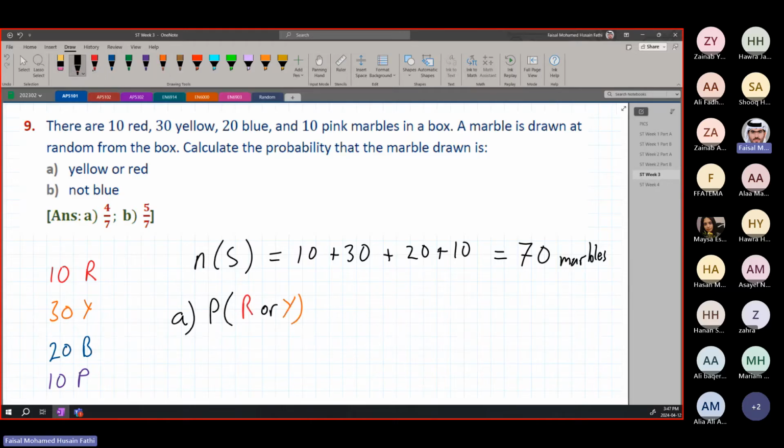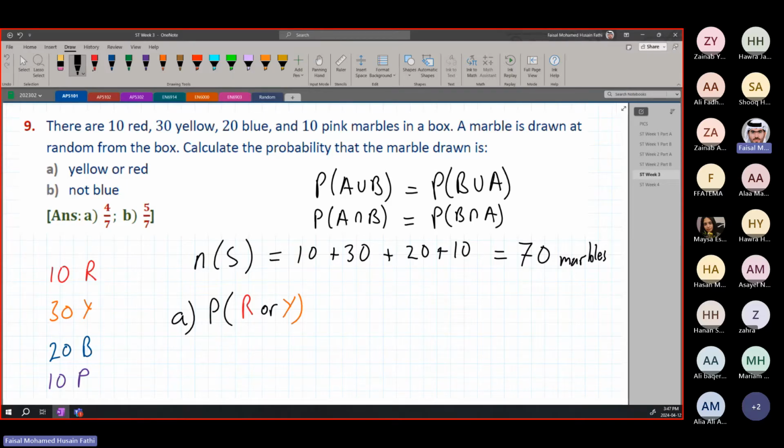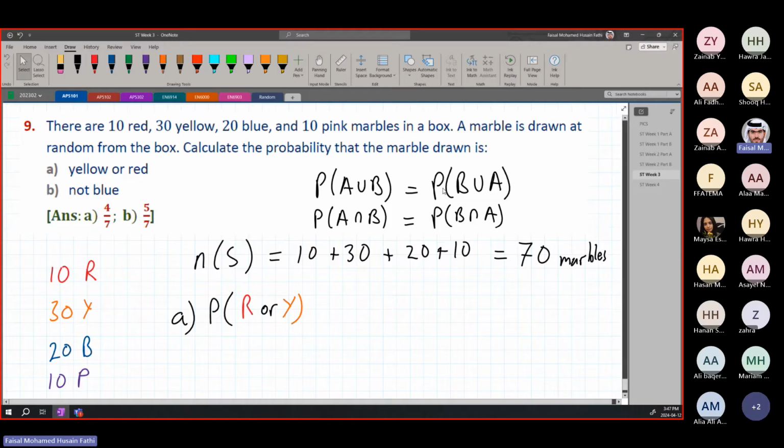Just to make something clear, P of A union B is equal to P of B union A. Same thing later on, we're going to see P of A intersection B is going to be equal to P of B intersection A. And they're both the exact same thing. It doesn't matter which one you put first. All right.